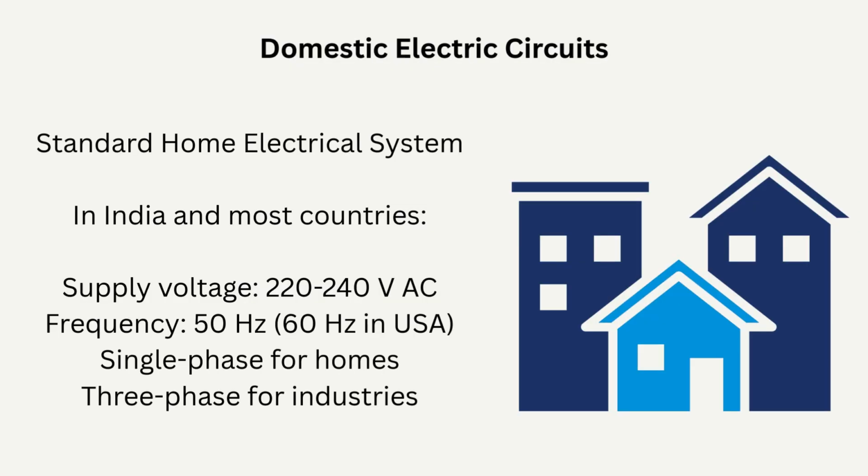Domestic electric circuits. The standard home electrical system. In India and most countries, the supply voltage is in the range of 220 to 240 volts AC. Frequency is 50 Hz. Single phase for homes and 3-phase for industries. There are 3 wires in home circuits, which include a phase, neutral, and earth wire.